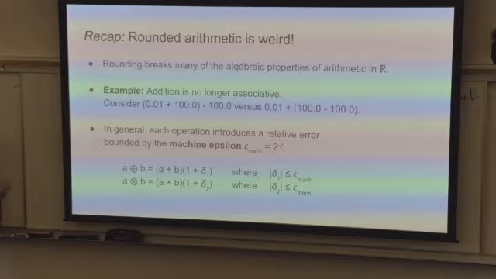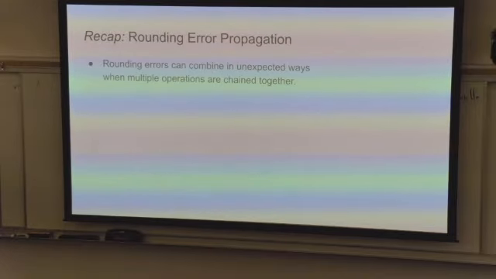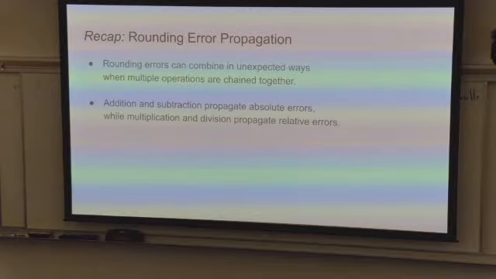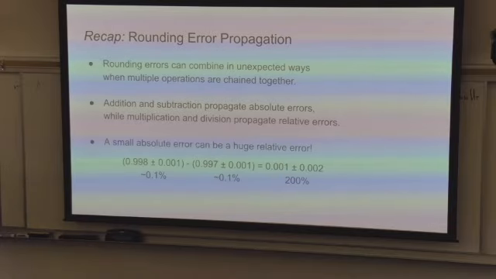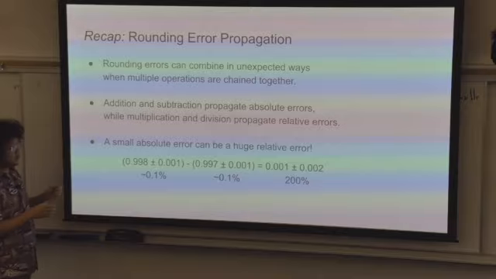And so you can imagine when you write down some complicated mathematical expression inside a program, all these deltas will start combining. They'll cascade through the program, and all the deltas will stack up. And these deltas can stack up in very unexpected ways, right? Because of this phenomenon where addition and subtraction work with absolute error, but multiplication and division work with relative error, you get these problems where a small absolute error can be a huge relative error.